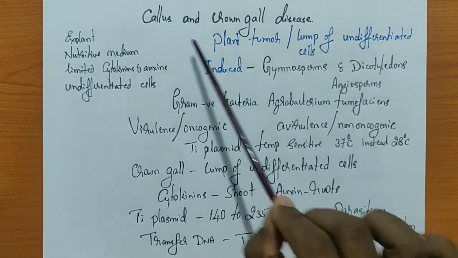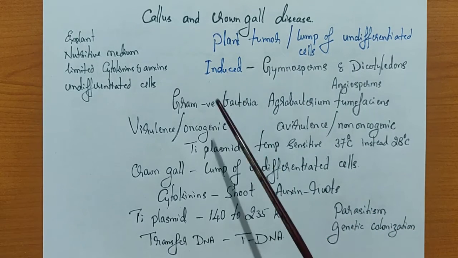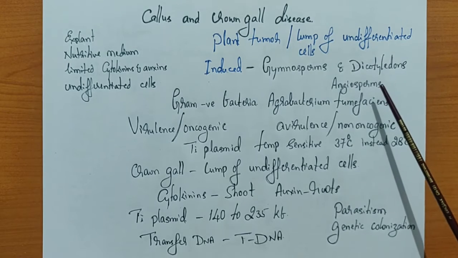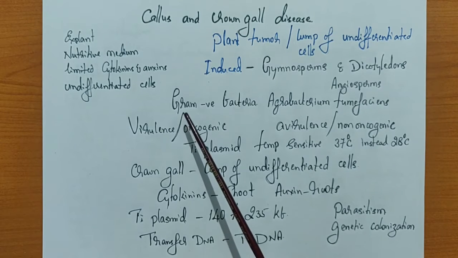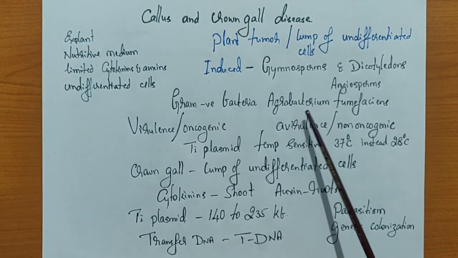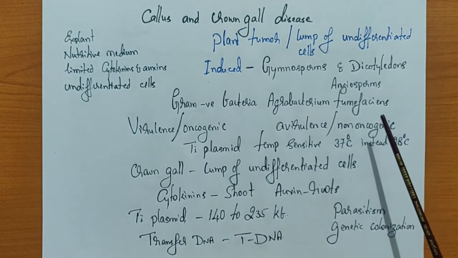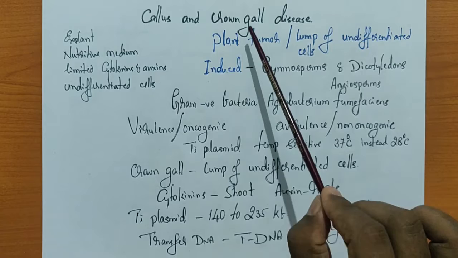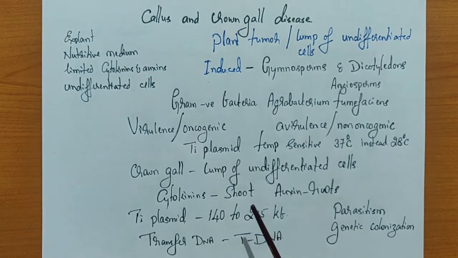Now, these plant tumors can be easily induced in both gymnosperms as well as in dicotyledon angiosperms using a microorganism. It's a gram-negative soil bacterium. We call this Agrobacterium tumefaciens. Okay, now this is a soil microorganism. It's a gram-negative bacterium. This can induce crown gall disease or a plant tumor in gymnosperms and angiosperms.